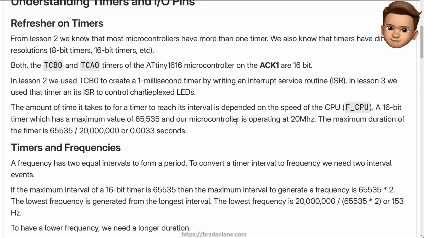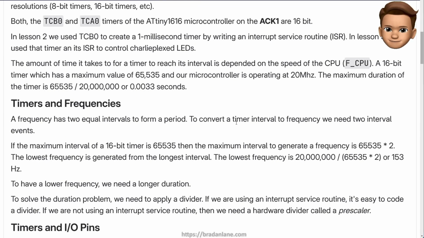From Lesson 2, we used TCB0, which is one of the two 16-bit timers. TCA0 is another. The advantage to TCA0 and why we're using it today is it supports a large range of prescalers. So it's able to compute values and do interrupts at a wide range of timings. So our AC1 is running at 20 megahertz and a 16-bit value has a maximum of 65,535. Our maximum duration is 0.0033 seconds. That would be our interrupt time.